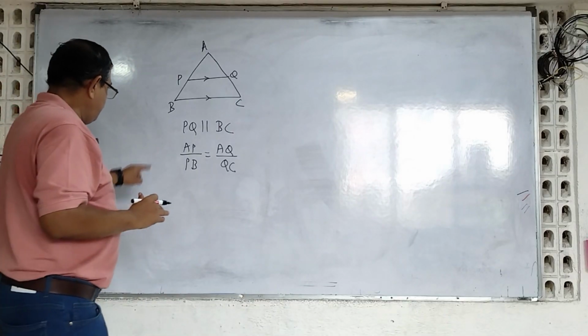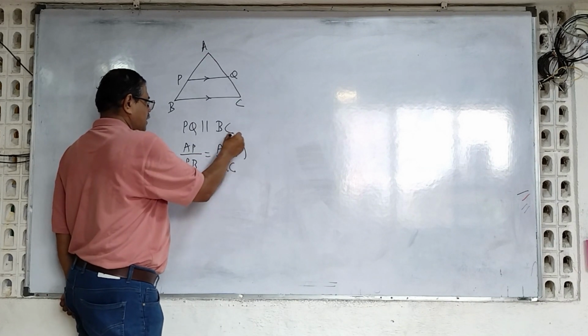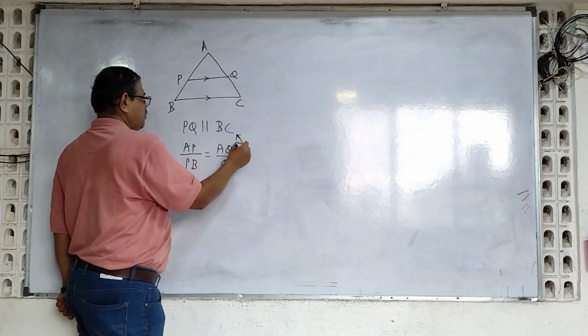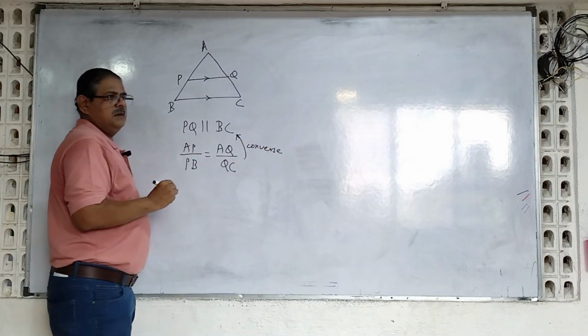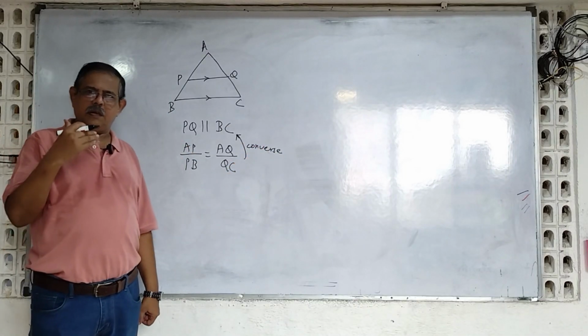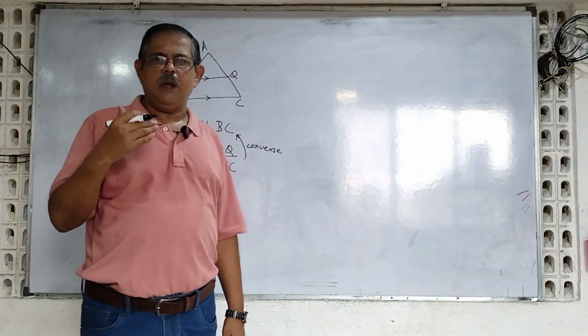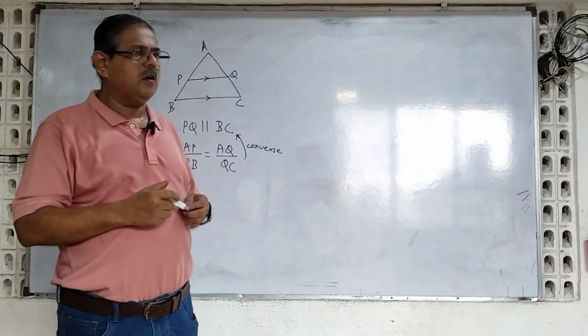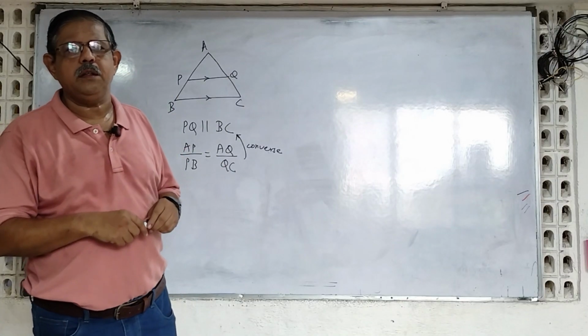Converse means if AP upon PB is equal to AQ upon QC, then I can say PQ is parallel to BC. This is the converse. And then we learn the questions based on both the basic property theorem and its converse. Today we are going to learn the application of this basic property theorem.